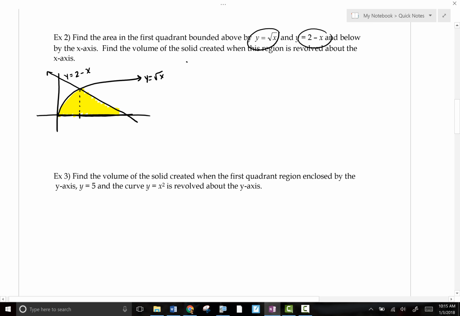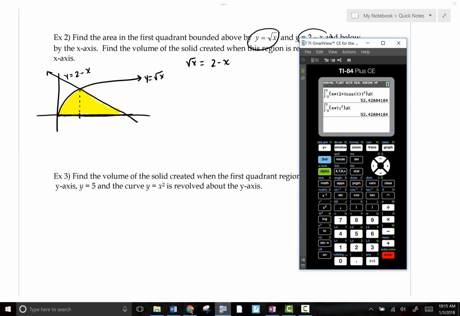So the square root of x equals 2 minus x. I'm going to be lazy here, so let's get the calculator out. I do the square root of x and 2 minus x, and zoom 6 that. Here we go, second calc, intersect. Enter, enter, enter. My intersection's at 1, 1. Oh, that's helpful. I should have known that.